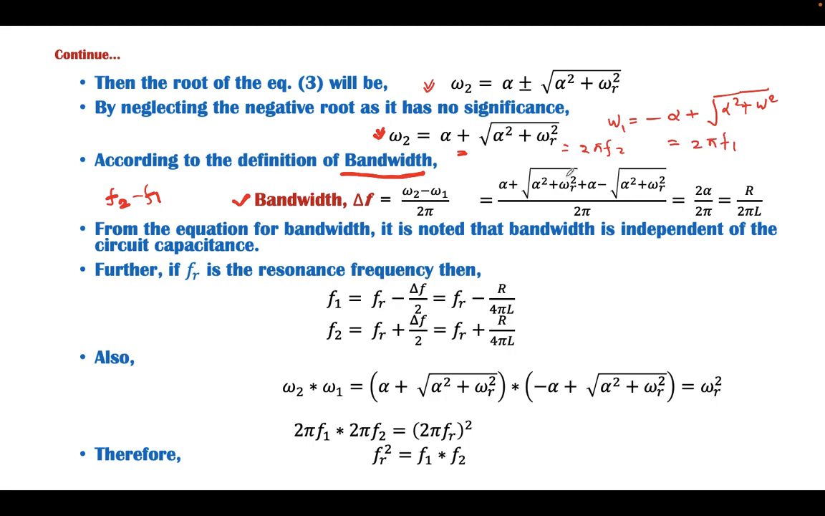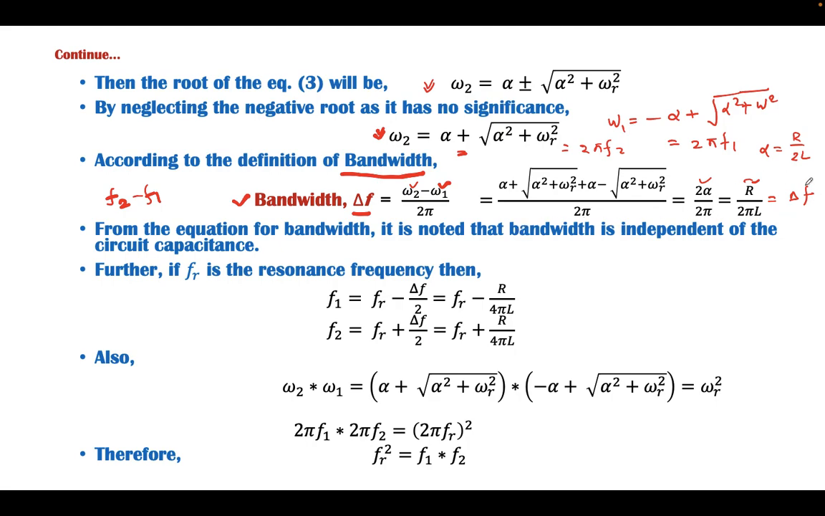Taking 2 pi as common and dividing by 2 pi, we can have delta F equal to (omega 2 minus omega 1) divided by 2 pi. Simplifying this equation, it will give us 2 alpha upon 2 pi. The 2 will be cancelled out, and putting the value of alpha, which is already considered as R by 2L, we can say delta F is equal to R by 2 pi L.